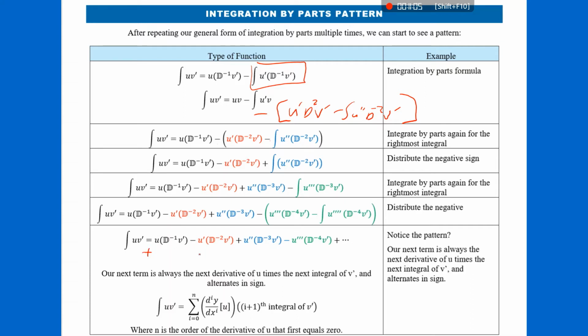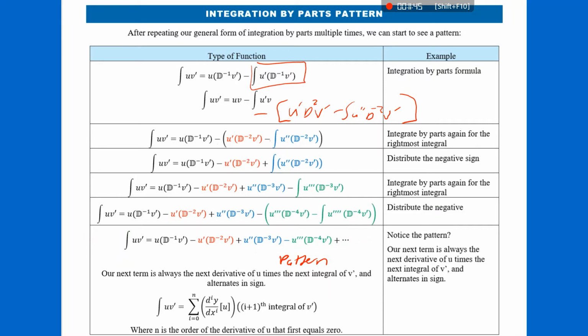So you start positive, and then negative, then positive, then negative, positive, then negative. So u integral v prime minus u prime second integral v prime plus u prime prime third integral v prime minus third derivative u times fourth integral v prime plus fourth derivative u times fifth integral v prime. And it's just going to keep doing that pattern. Okay, any questions how we got to the pattern? Okay. So that's the pattern.